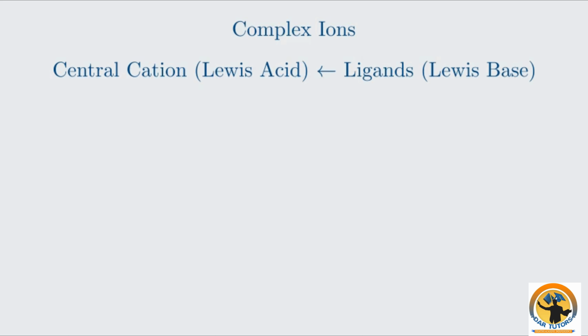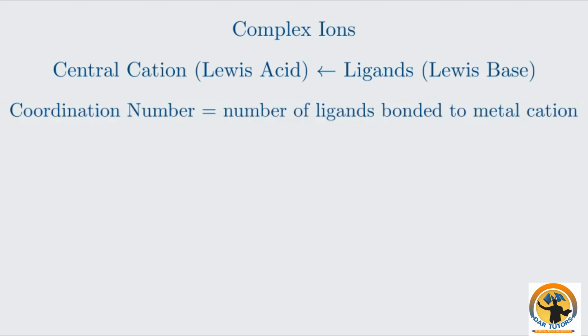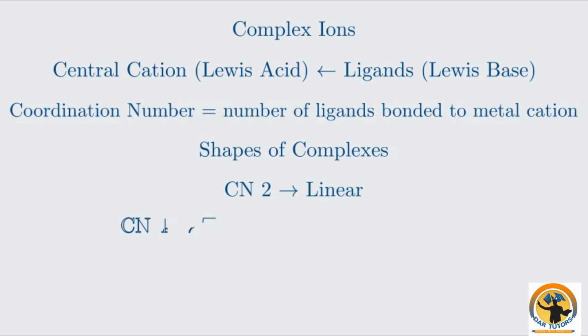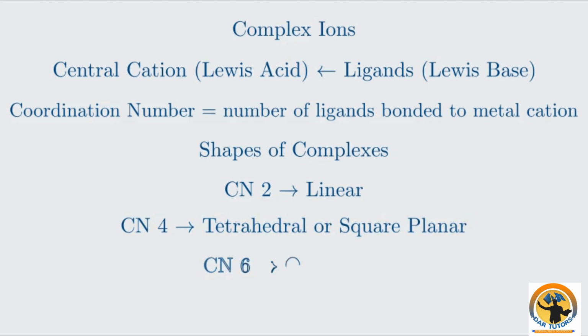These are monodentate ligands, meaning they form only one coordination bond with the metal. The coordination number is the number of ligands or ligand atoms directly bonded to the central metal ion. Common coordination numbers are 2, 4, and 6, and these correspond to specific shapes. Coordination number 2 gives a linear shape. Coordination number 4 can be tetrahedral or square planar, with tetrahedral being more common. Coordination number 6 almost always results in an octahedral shape.